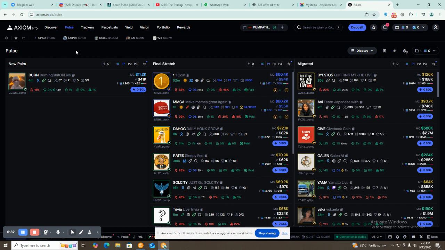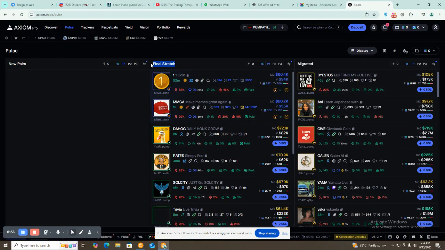I only picked out the things I know are very important in this platform. In most cases, I click on this pause section at the top. Can you see my cursor? I click on it, and I arrive at this page. Here we have new pairs, final stretch, and migrated, depending on what you want to do. Most people will say don't go for new pairs, which is true, but there's a way I also trade the new pairs.